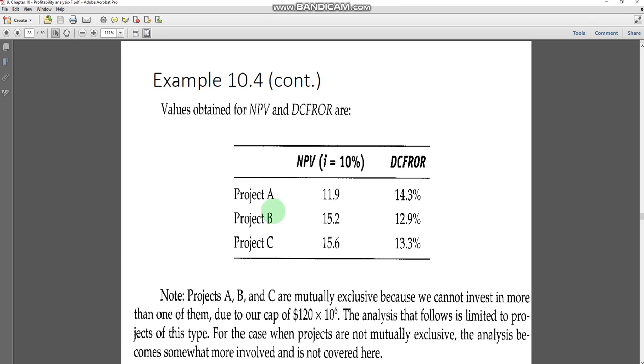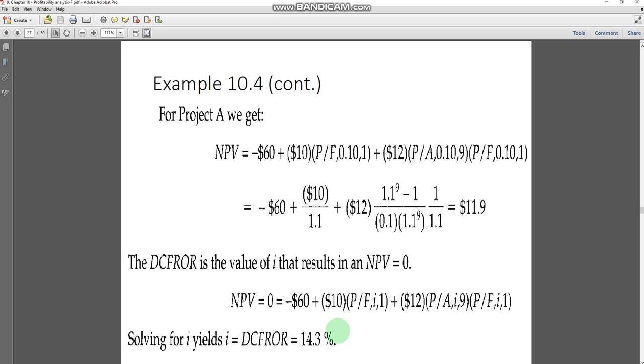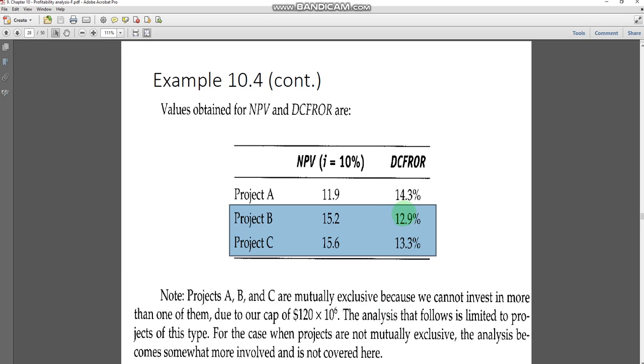Now the same thing we have to do for projects B and C, which is not given in the calculations here, so you can calculate these numbers by yourself also. The procedure is quite similar, so you can follow that and get the values for projects B and C by yourself, okay.